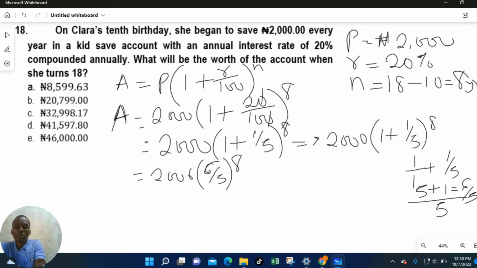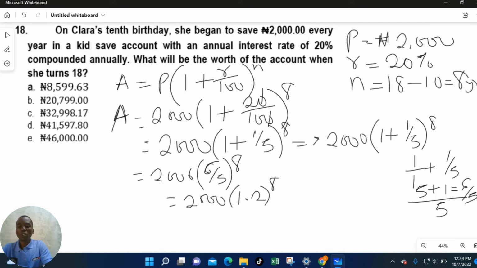Now 6 over 5 will give us 1.2. So we have 2,000 into brackets 6 divided by 5, which is 1.2, raised to power 8. Let's use our calculator to find 1.2 raised to power 8. 1.2 raised to power 8 gives us 4 point something.